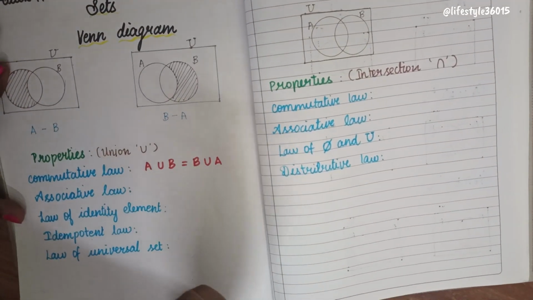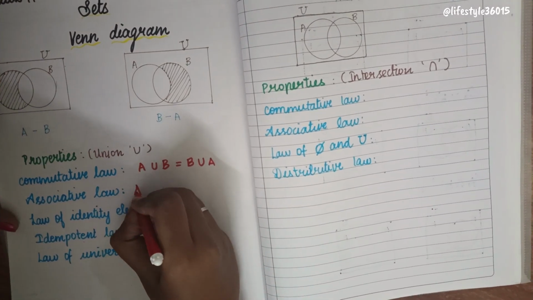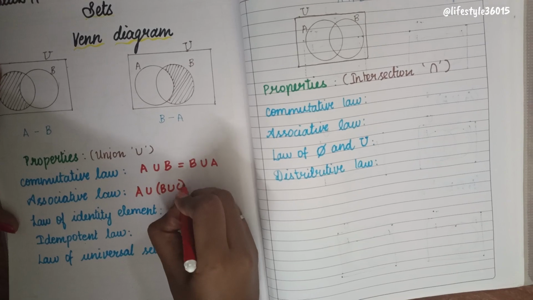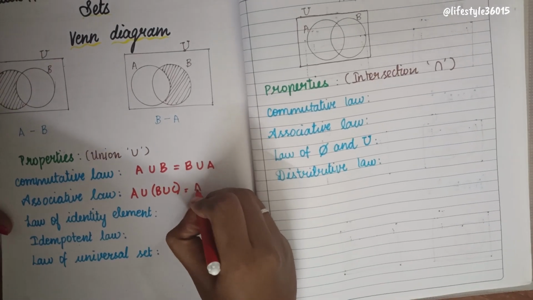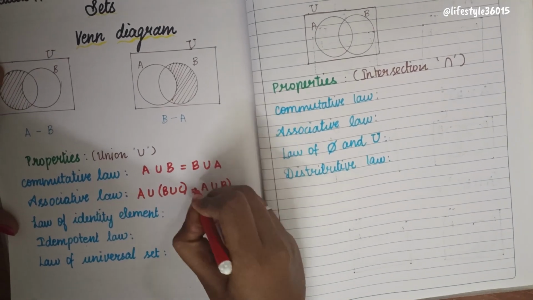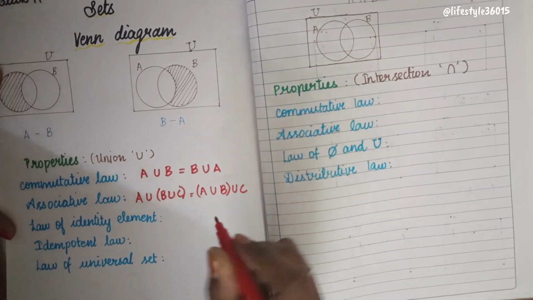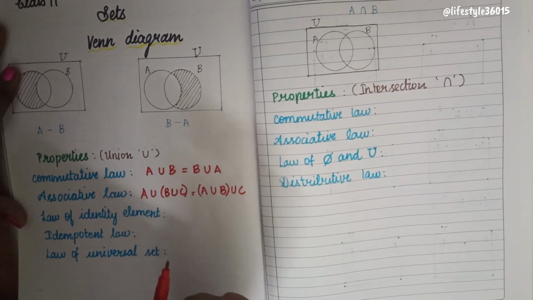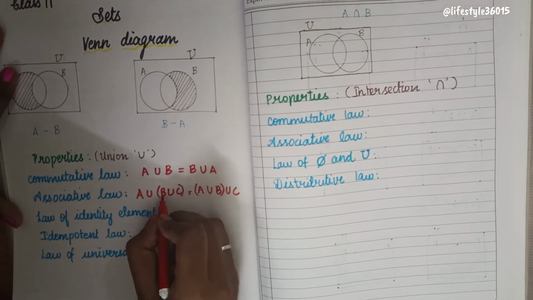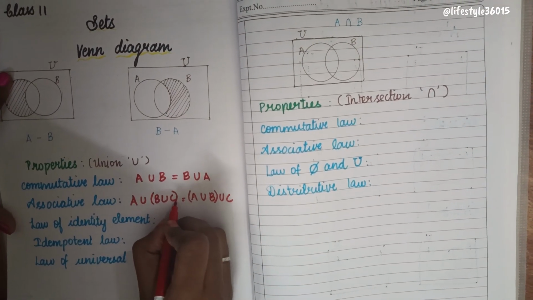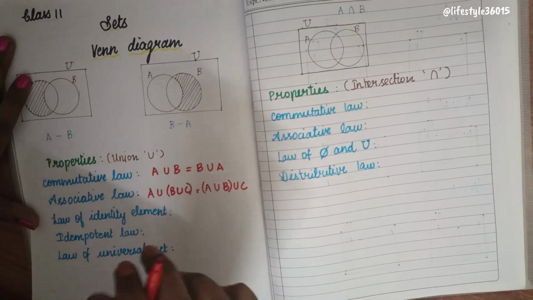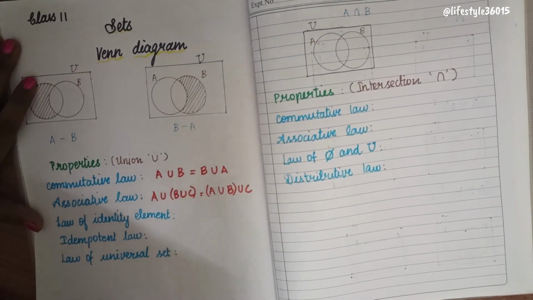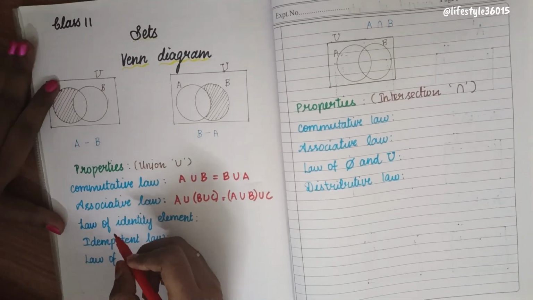Next we will look at associative law. A union B union C is equal to A union B union C. According to the BODMAS rule, we will solve what is in the bracket, right? So first, if you solve B union C and then you unify A, you will get the same answer. For this step also, you will get the same answer. That is why it is called associative law.